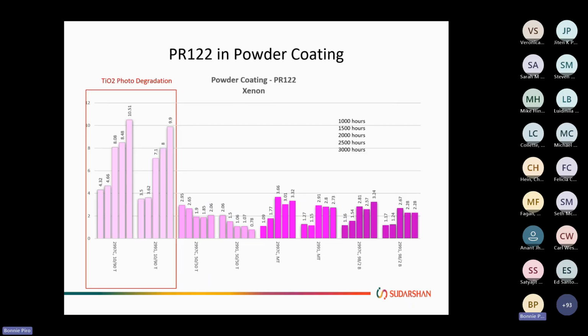One thing to note with Pigment Red 122, it is impacted by TiO2 from an exterior weathering application area. TiO2 negatively impacts the weathering in those very pastel tint tone type shades due to the photodegradation of the TiO2. And the finishing choices do not impact that.